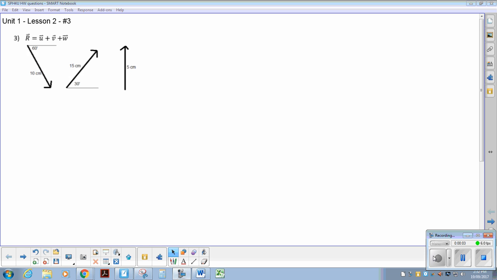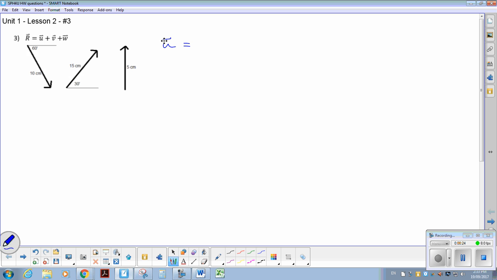All right, I've had a question in Unit 1, Lesson 2, and this is question number 3. Adding multiple vectors together. You're allowed in this one to use algebraic or geometric, but I highly recommend using the algebraic format. So for those that are having a bit of trouble with this or not getting the correct answer, probably a sign is one of your major concerns there.